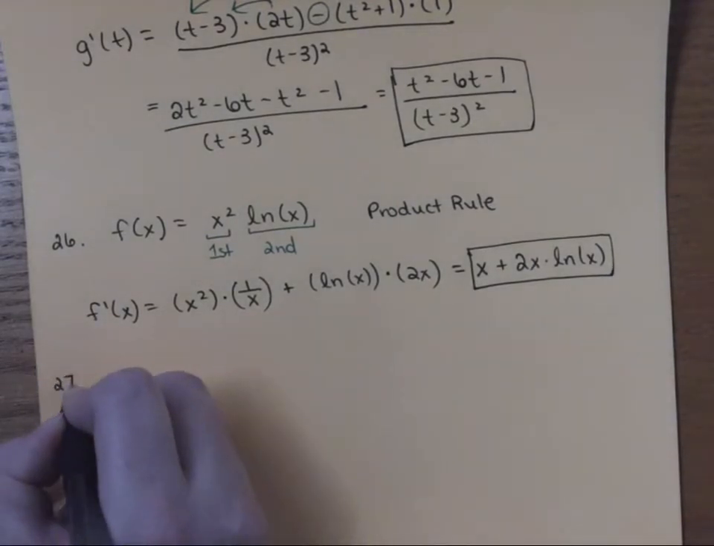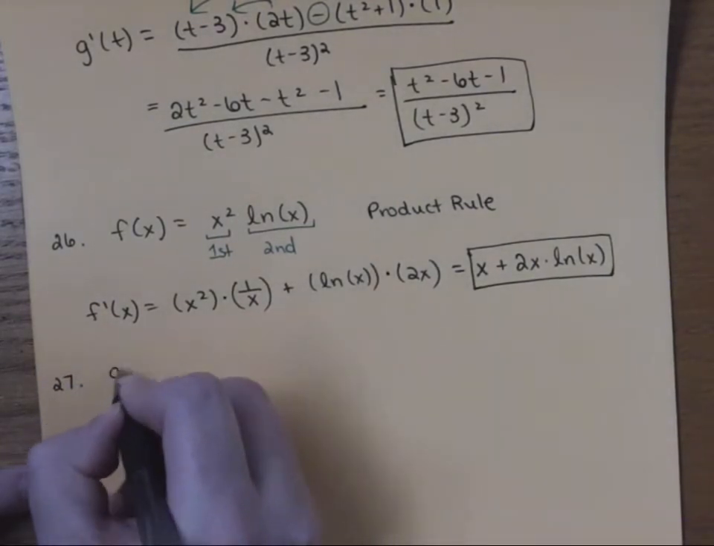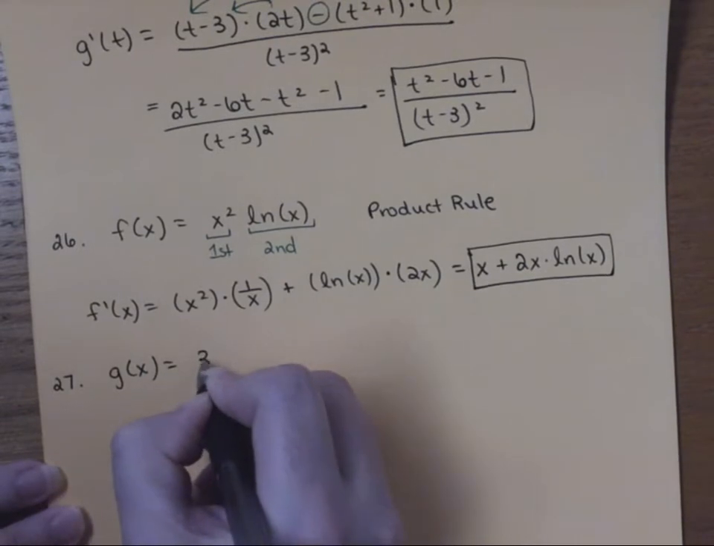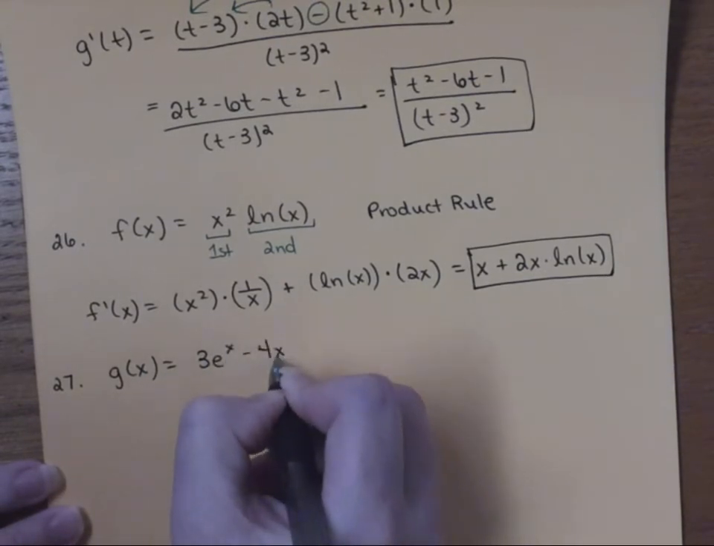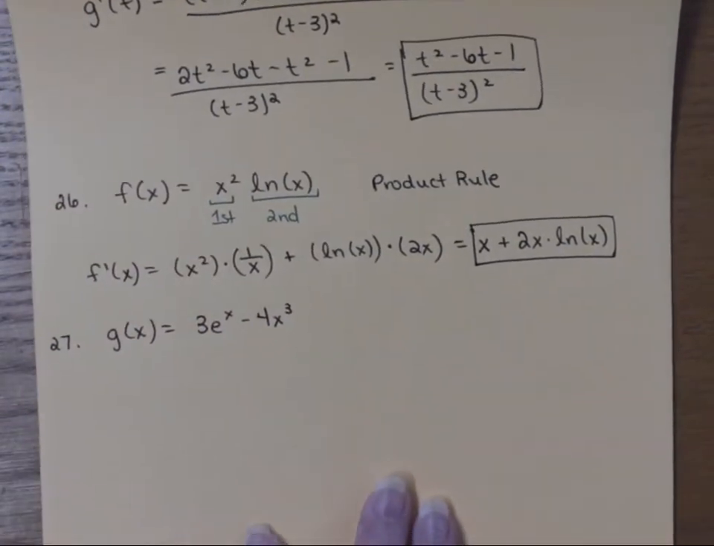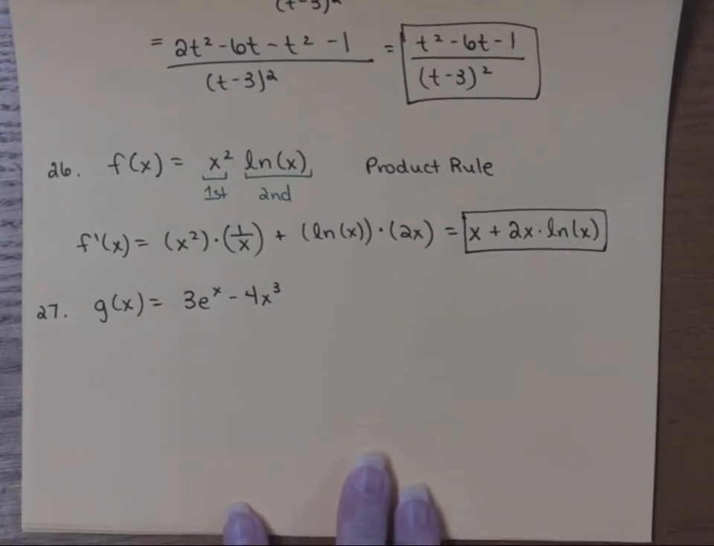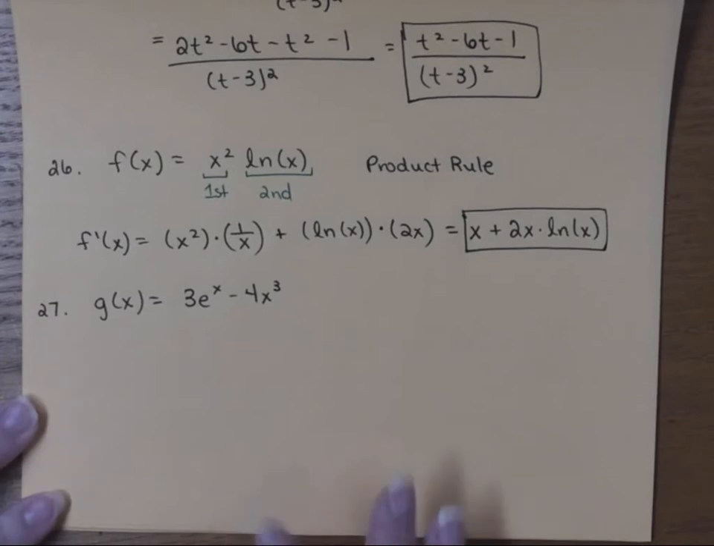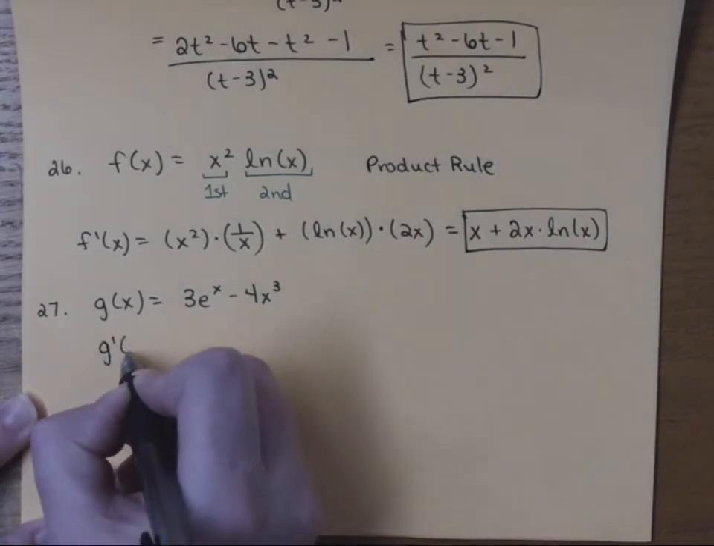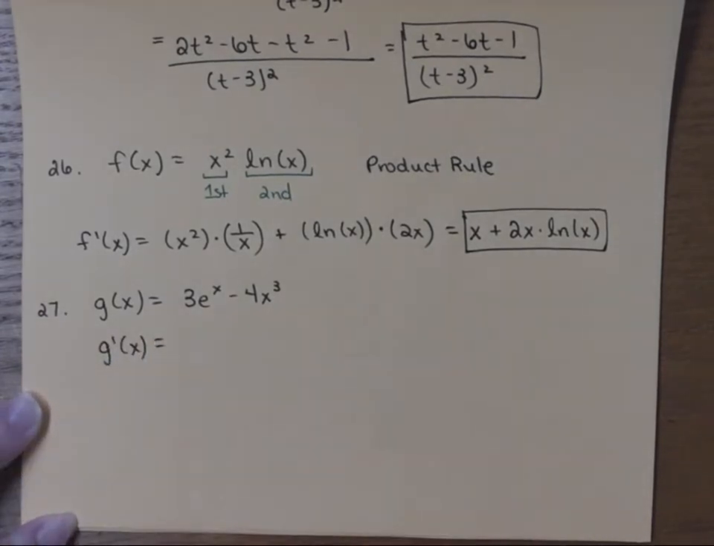All right, 27. 3e to the x minus 4x cubed. Notice in this case we also have two functions, right? But we're not multiplying them or dividing them. We're just subtracting them. So we can just use the sum difference rule, which just says, hey, find the derivative of them and keep the sign the same.